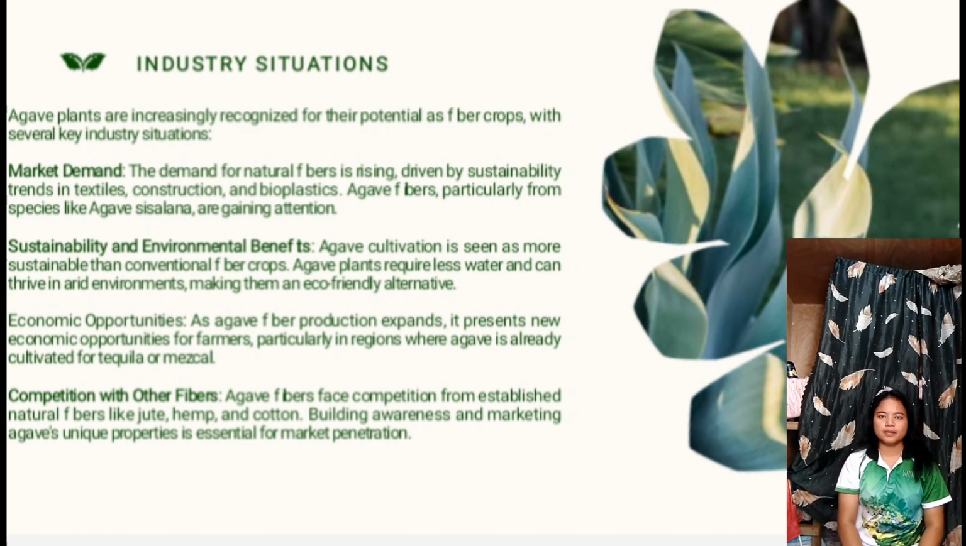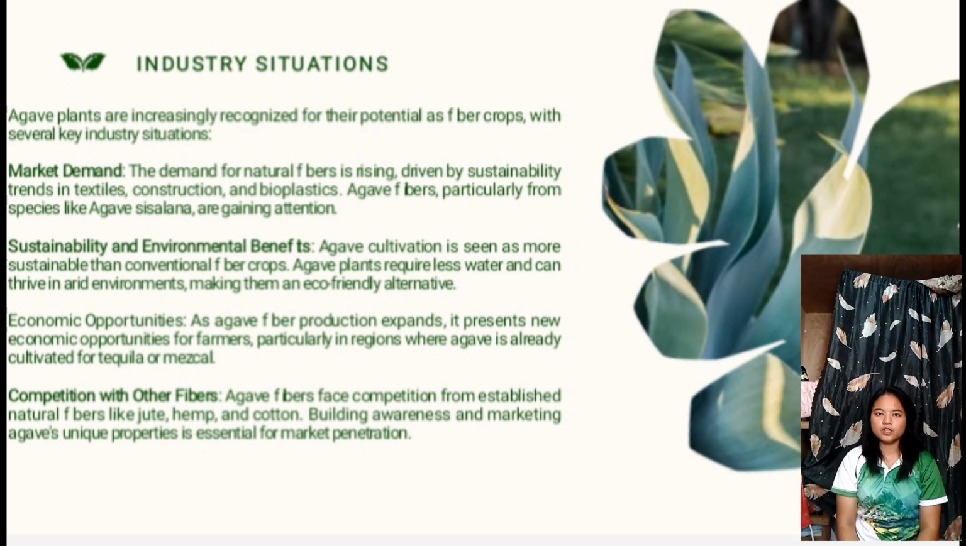Second is sustainability and environmental benefits. The agave plant is also beneficial and eco-friendly. It does not need fertilizer to grow its stalk, and it is water efficient. Third is economic opportunity. The agave plant can be used not only for fiber production; it also offers the opportunity to make beverages such as tequila and mezcal.